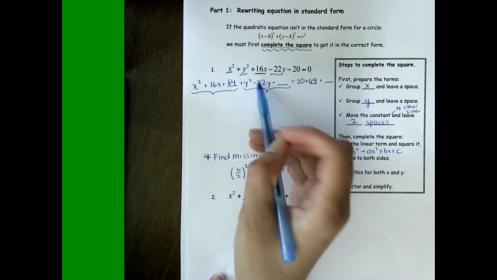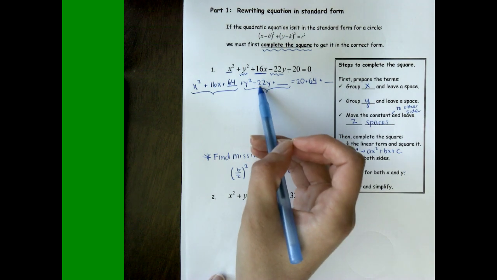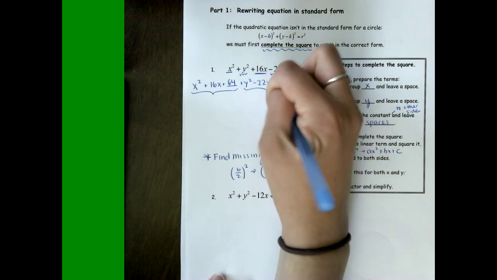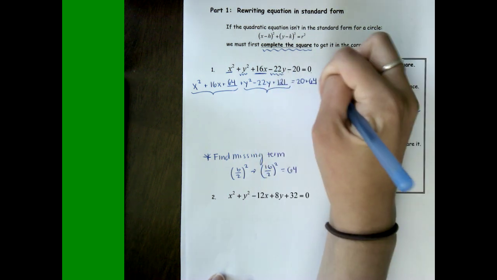So we're going to do the same thing. Take half of this and then square it. Half of negative 22 would be negative 11, and negative 11 squared is 121.